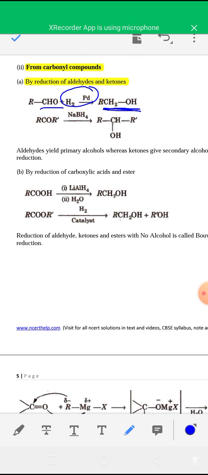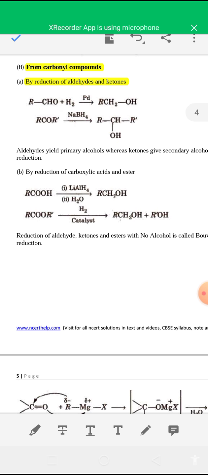Similarly, a ketone RCOR on reduction with a reducing agent NaBH4 or LiAlH4, or H2/palladium, gives a secondary alcohol, RCHOHR. So these are preparations of alcohol from carbonyl compounds.